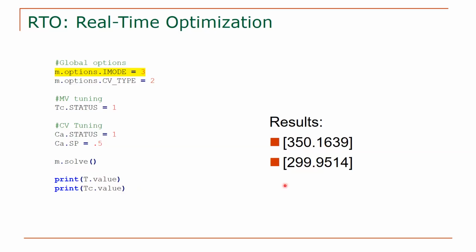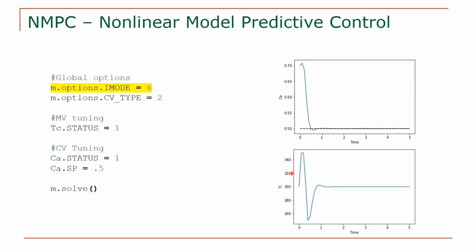And this is the optimal steady state for a set point of 0.5, temperature of 350 and cooling temperature of about 300. So as we do the model predictive control, you can watch for that. The cooling jacket temperature should go to about 300. So by changing just this one value, I mode is now 6, that's dynamic optimization. We're now doing model predictive control on the same model. And here you see the results. Concentration goes to 0.5, and like RTO said, the cooling jacket temperature goes here to about 300.